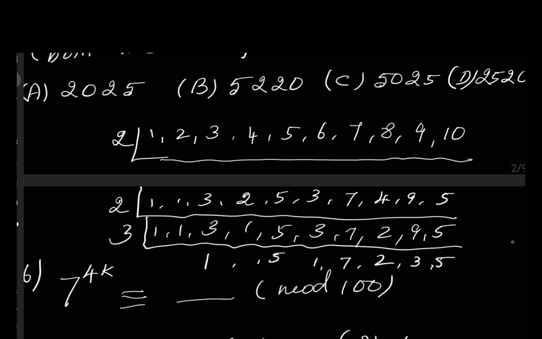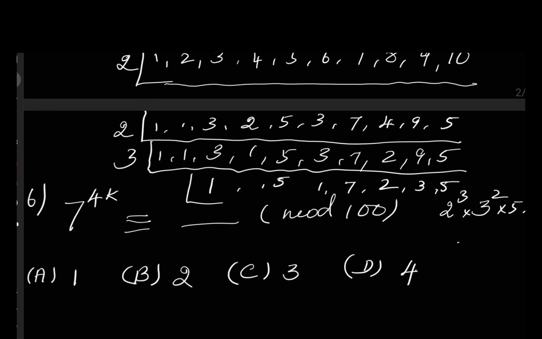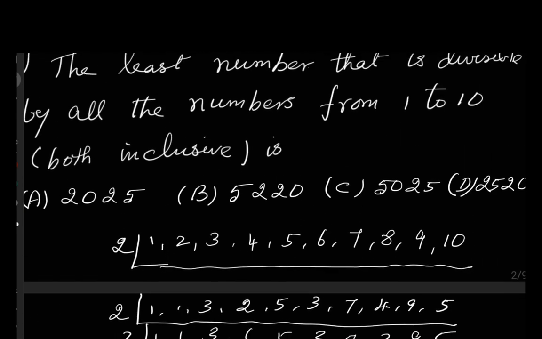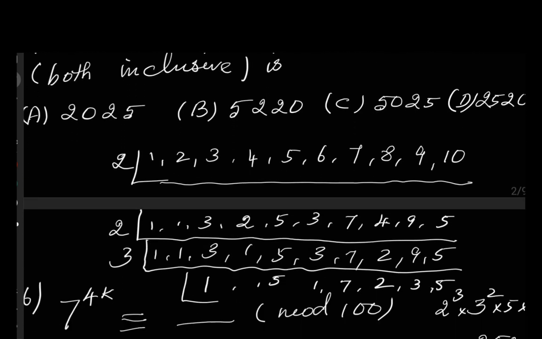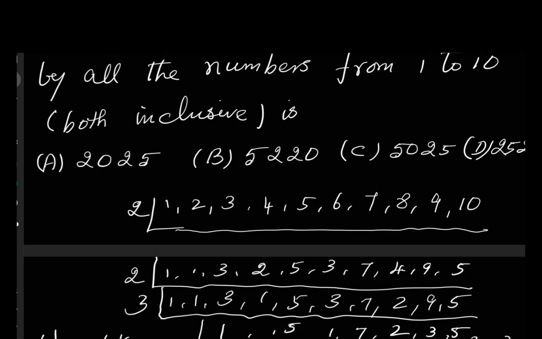See, no common factors. So how many 2s you are getting? 2 cube. And how many 3s you are getting? 2 3s. Here factorization, 3 square. And if I divide this by 5, I will get 1 5. So 5, then 7. So if you multiply, you will get the answer as 2520. So this is the LCM of these numbers. So the answer option is D.